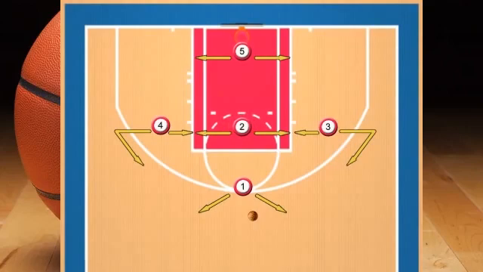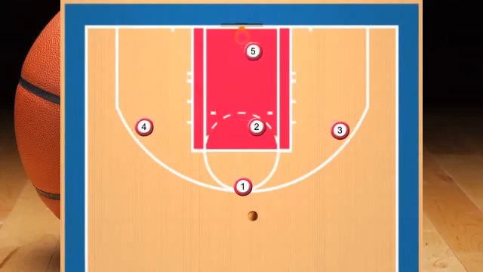At its core, the 1-3-1 zone defense is an aggressive defense that relies on cutting off passing lanes, anticipation, and deflection to create turnovers and fast break opportunities for your team. If you decide to implement the 1-3-1 zone defense for your team, it's imperative that you're ready to play for 32 minutes of basketball.